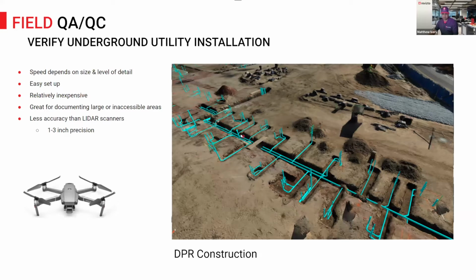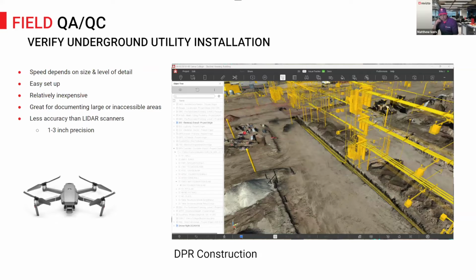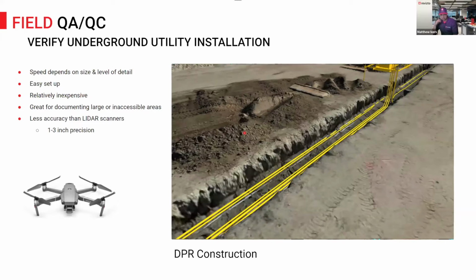So you can see there's the underground plumbing going in, and they could verify exactly that that's going in per plan. Same with the electrical underground. And you can see that precision of detail is really nice with the way that technology with drones and cameras have increased. You can start to see that that's really helpful.